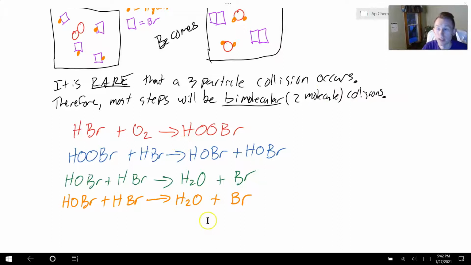So you can see that written out here in the 4-step mechanism. So the HBr and the O2 react first and give me the HOOBr, and then the HOOBr reacts with the second HBr, and then we get these two as our products. And then both of these, HOBr and HOBr, react with the other two HBrs that are still there because we have a total of 4 HBr. And then that gives us our 2 final products, which is H2O and Br2. And so there we go.